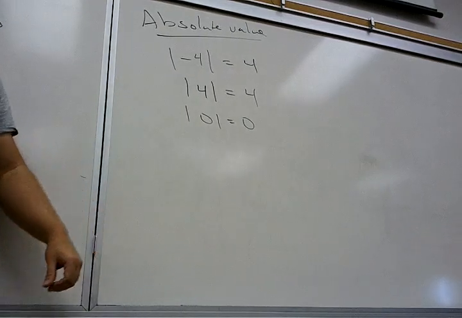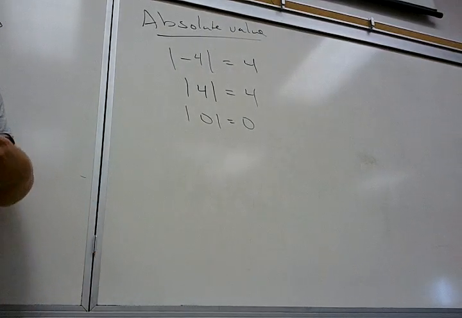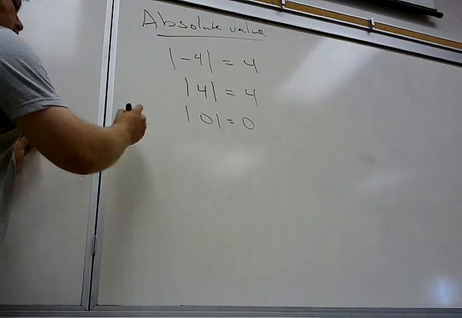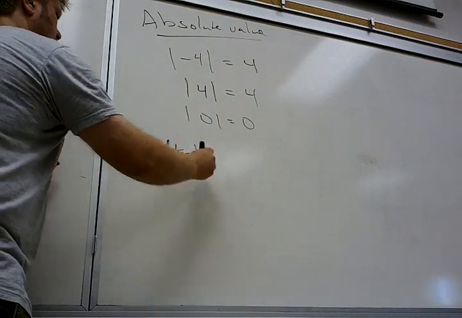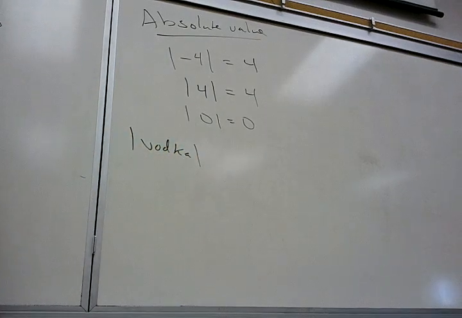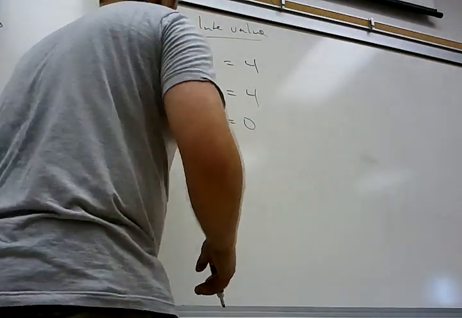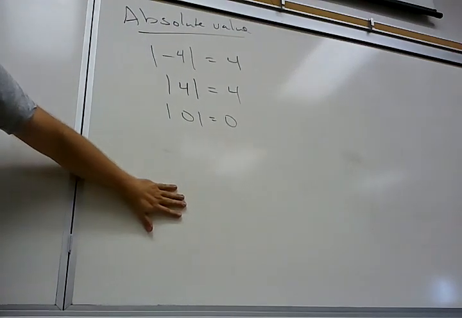Why does it always come out positive? Does anybody know what it's based on? Absolute value always comes out positive. I have a T-shirt that says this. I don't wear it here too much because I don't know if my deans would like that.